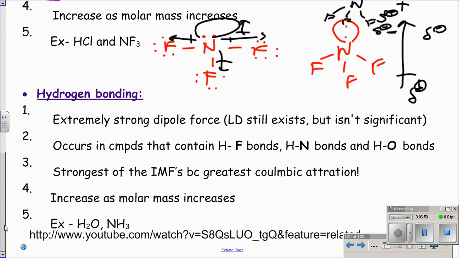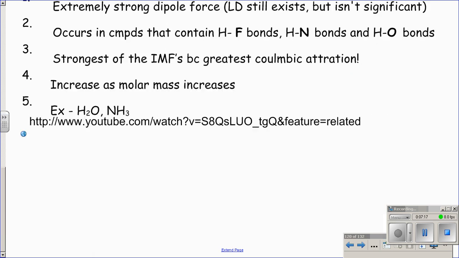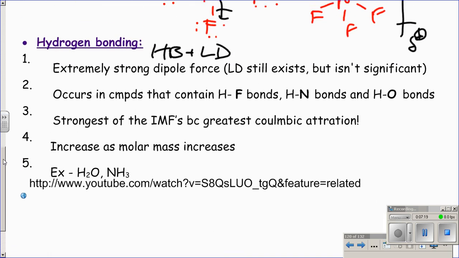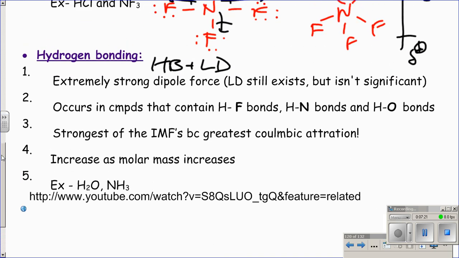Anything with hydrogen bonding has hydrogen bonding plus London dispersion. I used to say hydrogen bonding plus dipole-dipole plus London dispersion, but dipole-dipole and hydrogen bonding are essentially one and the same. It's just that hydrogen bonds are the strongest of all the dipole-dipoles. So it's only going to occur in covalent molecules that are polar. Still, they have to be polar, just like dipole-dipole.